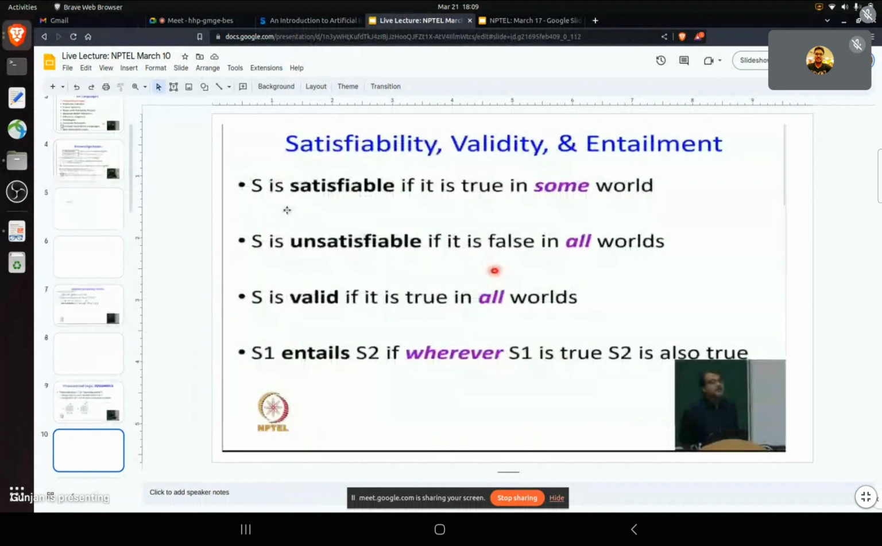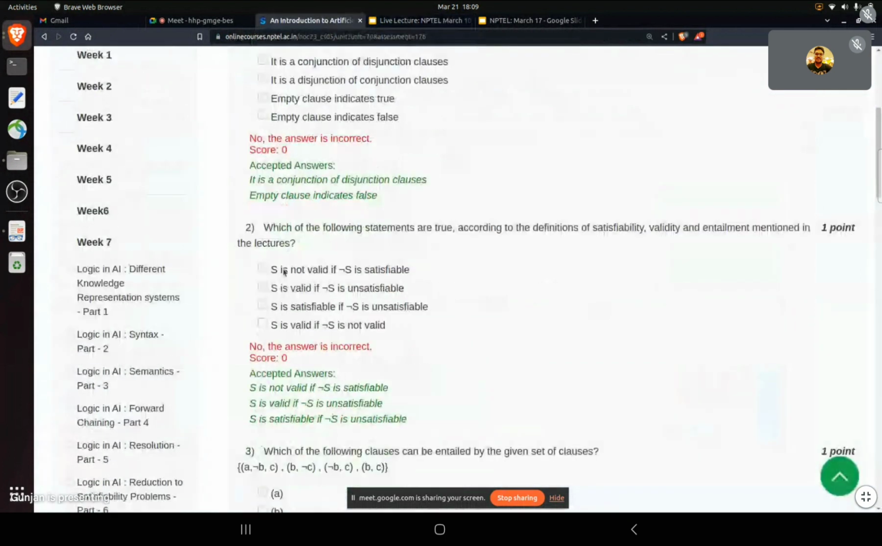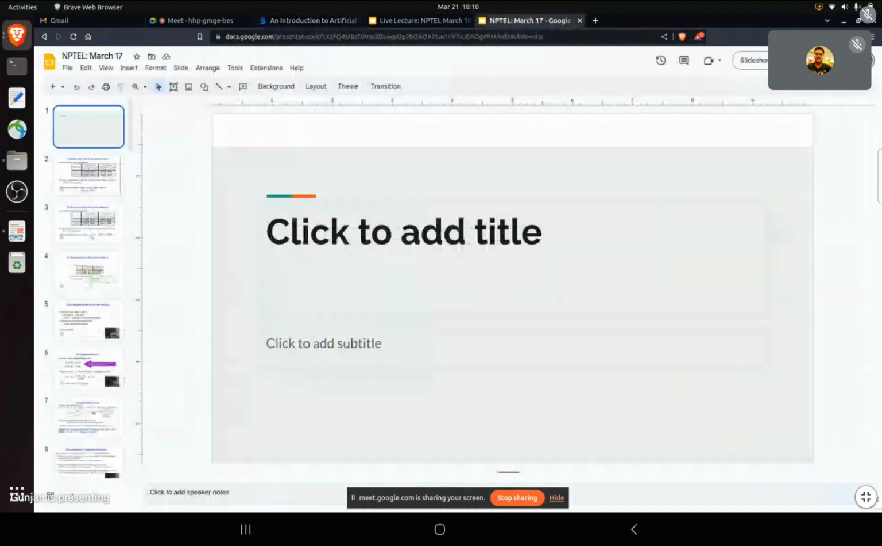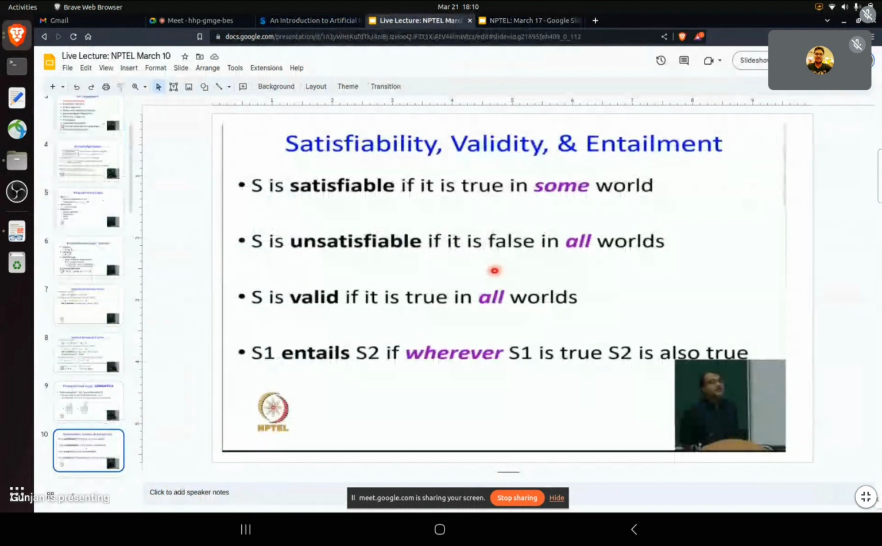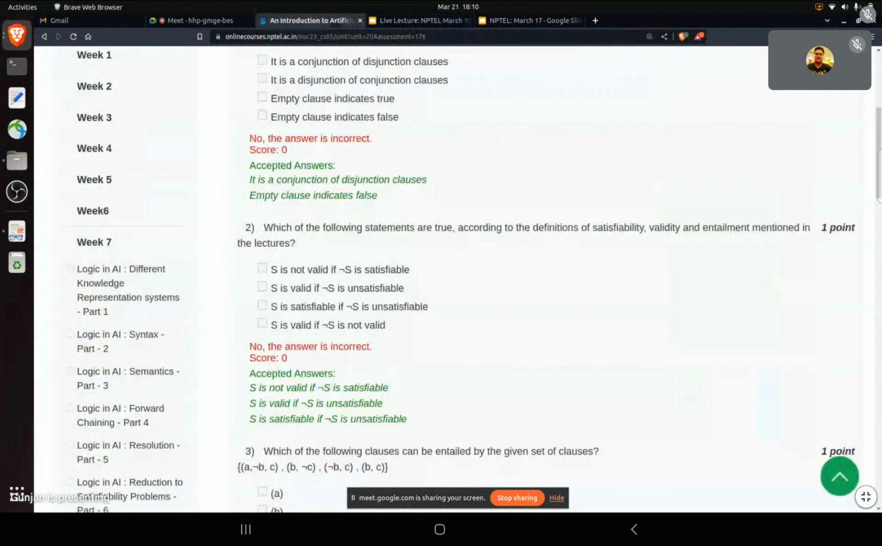A statement S is satisfiable if it is true in some world, it is unsatisfiable if it is false in all worlds, and it is valid if it is true in all worlds. And S1 entails S2 whenever S1 is true, S2 is also true. So here it is asking: S is valid if not S is unsatisfiable. If not S is unsatisfiable, it means not S is false in all the worlds. So what can we say about S? That means S is true in all the worlds, and hence it is a valid statement, right?